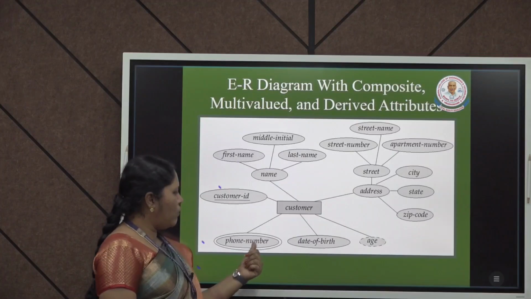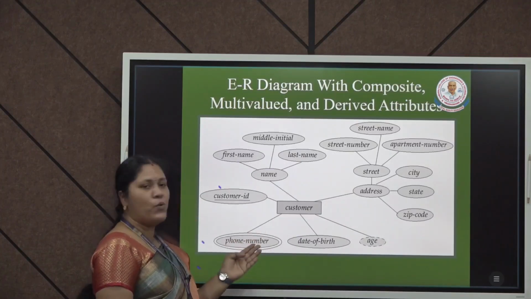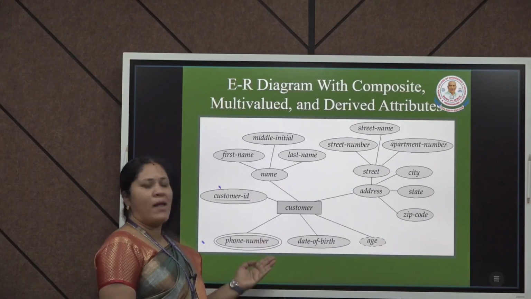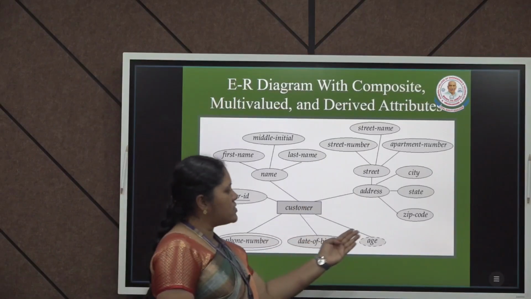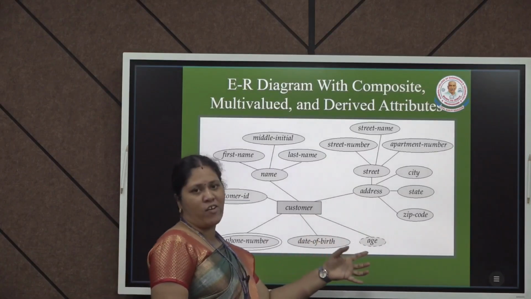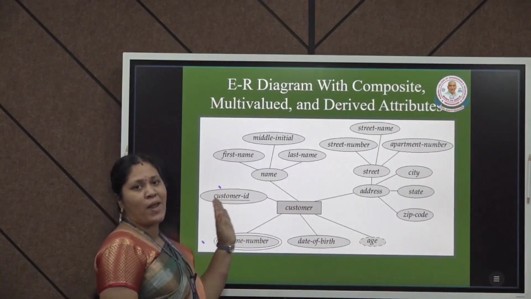Then we have phone number, which is drawn with double ellipses. This is an example of a multi-valued attribute. Age is a derived attribute because we derive the age from the already given attribute date of birth. Okay, and customer ID is the primary key here.